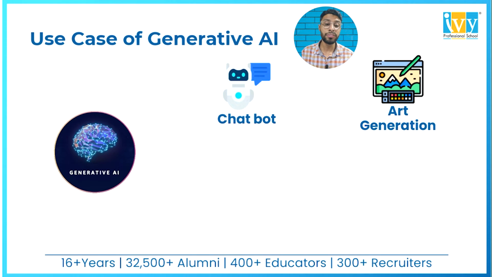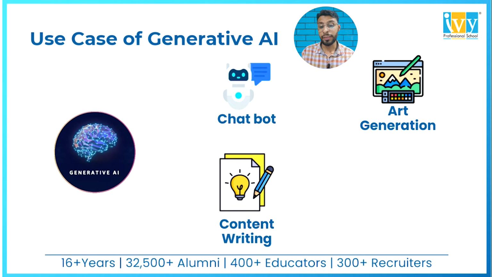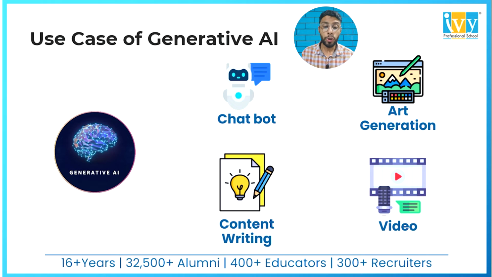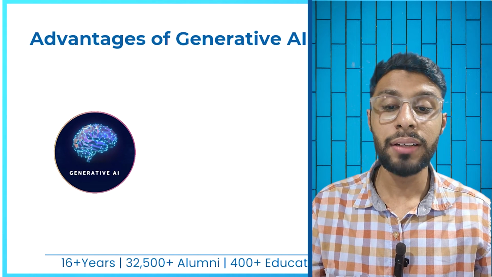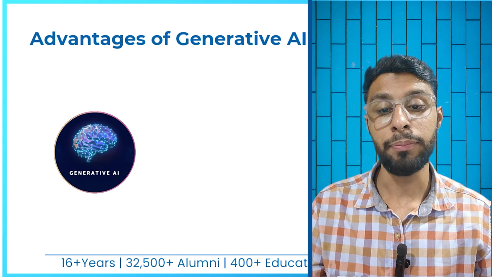The industries which work on art generation include advertising and entertainment. Content writing. Generative AI models assist in writing articles, blogs, scripts, and reports, and they speed up your content creation. Videos. AI automates aspects of video creation, such as script writing, video editing, and generating more videos, making production faster and more accessible.